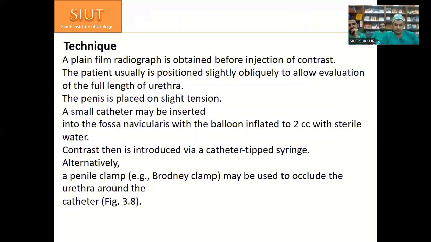The technique is that a plain film radiograph is obtained before the injection of contrast. Then the patient is positioned slightly oblique, and the penis is placed on a slight tension. A small catheter is inserted into the fossa navicularis, and the balloon is inflated up to 2 cc with sterile water. Contrast is then introduced via a catheter tip syringe. We can use a clamp to occlude the urethra around the catheter.